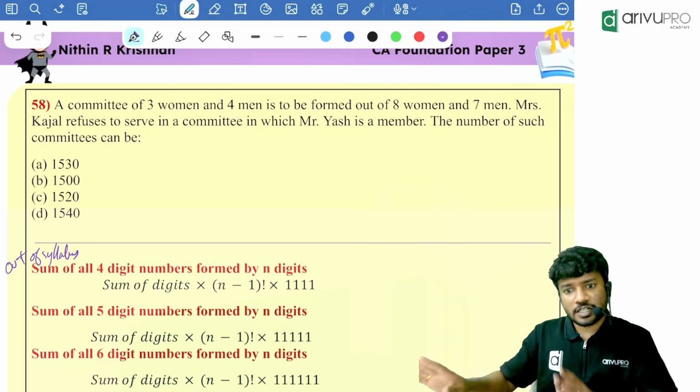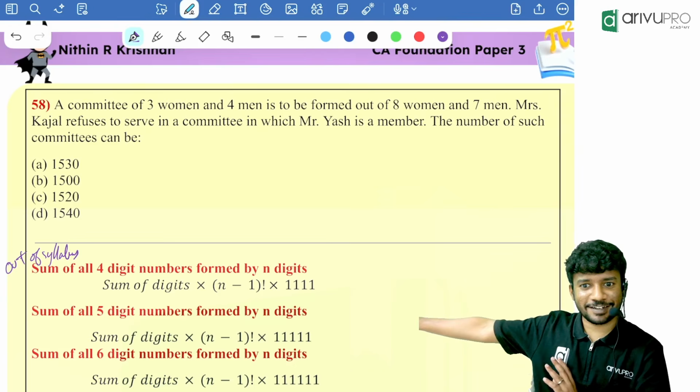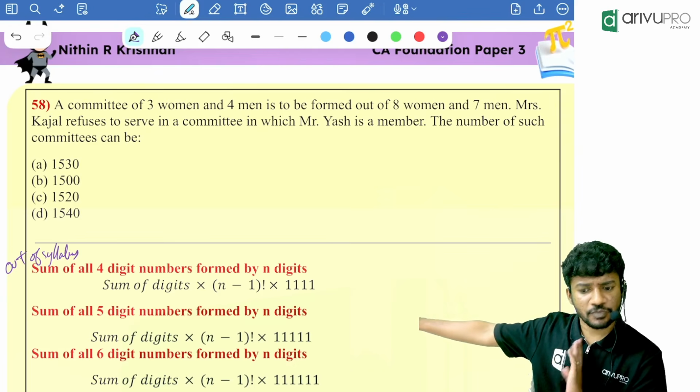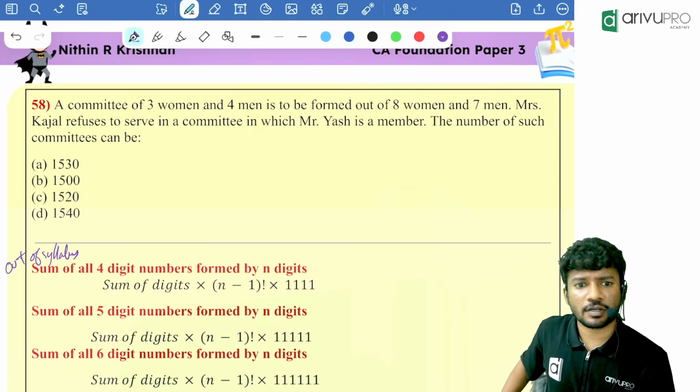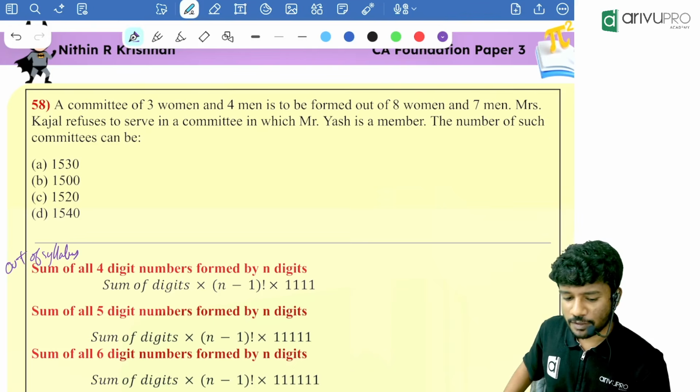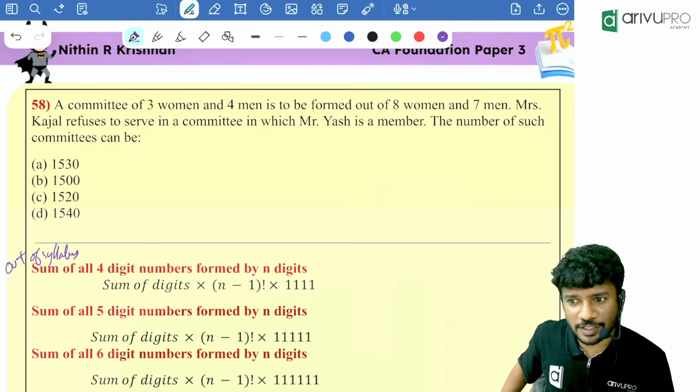They are like, hey, we can't. I can't stand him, we'll say that, right? Similarly, she is telling that, hey, I won't want to be in a committee where Mr. Yash is a member. That is her condition. The number of such committees is the question. Now, the easiest way is what?